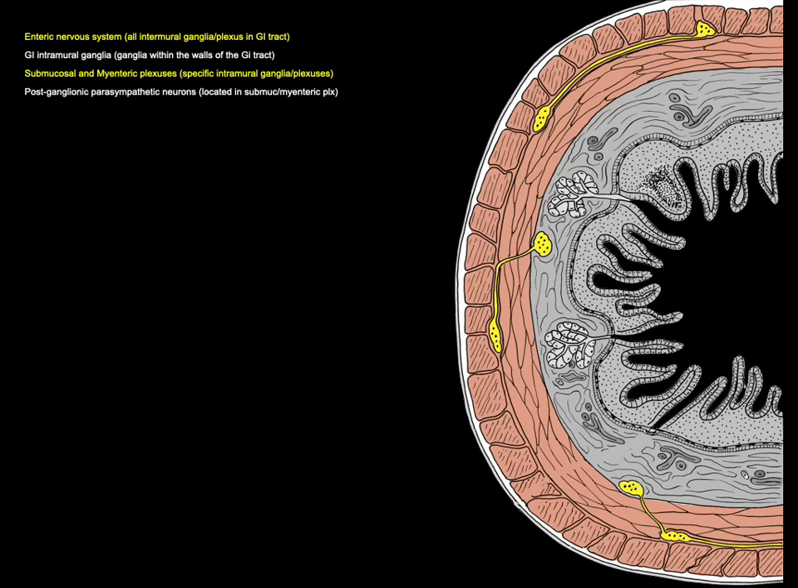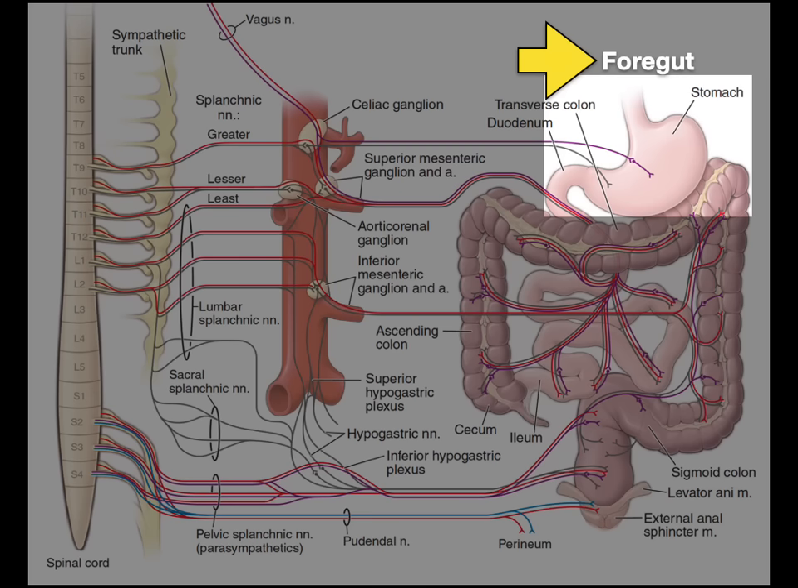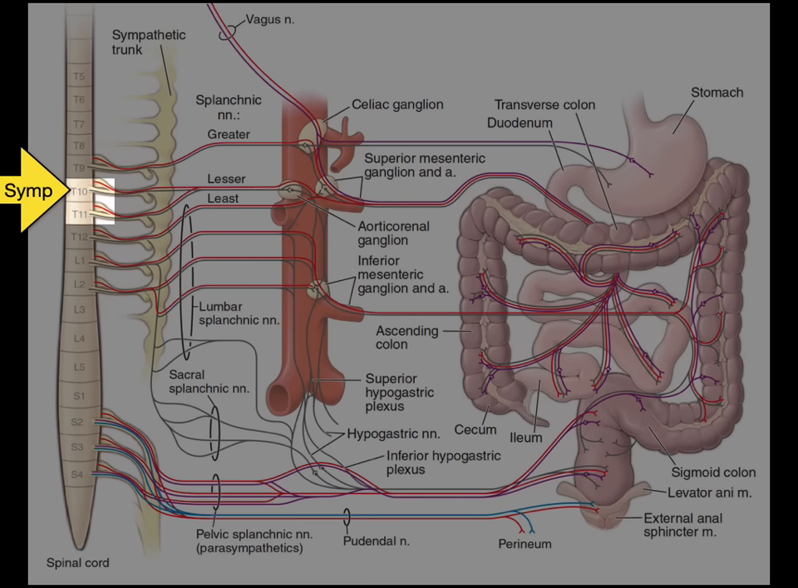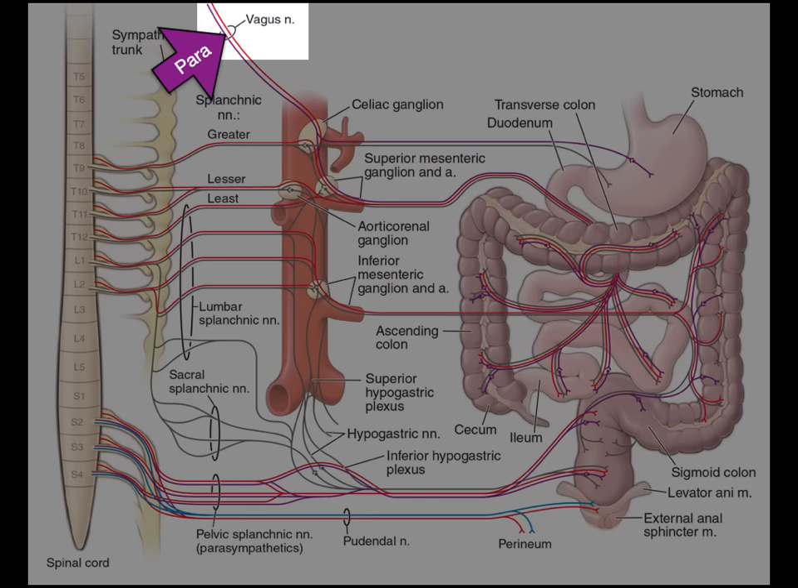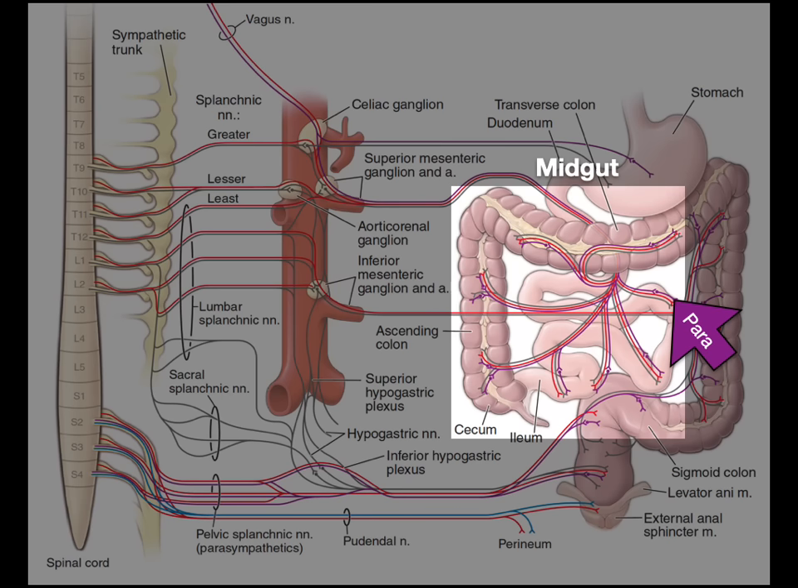Okay. Now, the midgut organs. These are going to be supplied by the lesser splanchnic nerve. So coming from the lateral horn of T10 and T11, course through the sympathetic trunk without synapsing, the lesser splanchnic nerve will then synapse in the superior mesenteric ganglion. Postganglionic sympathetics follow the arteries to synapse in the wall of all the midgut organs, slowing down digestion. Whereas the vagus nerve for parasympathetics courses through the superior mesenteric ganglia, wraps around the arteries of the SMA to supply midgut organs.